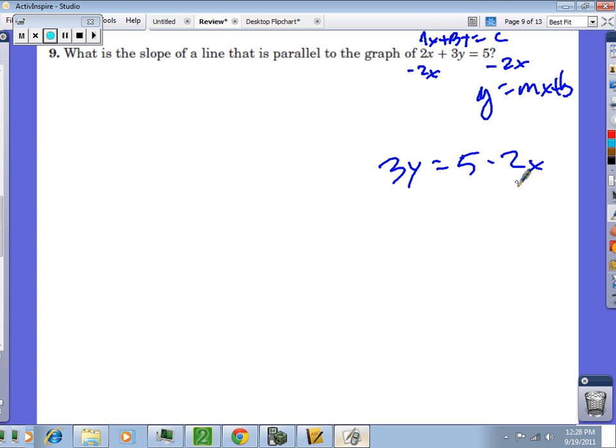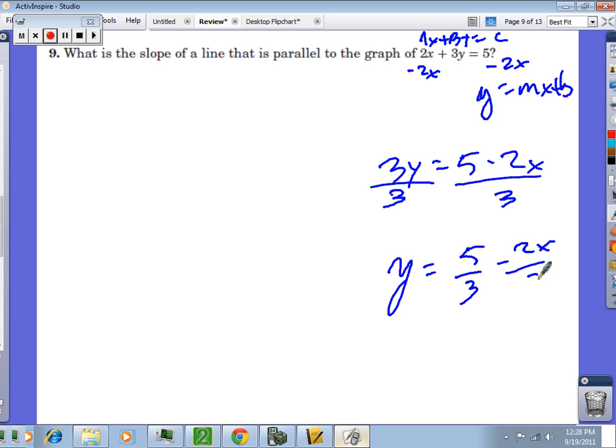Now how do you get rid of the 3? It's 3 times y, so the opposite is divide. Divide this by 3. So you're going to have y equals, you've got 2 terms on the right. You need to divide them both by 3. It's going to be 5 divided 3 minus 2x divided 3. So now, what's the slope of this guy right here? The slope is the number times x. So it is a negative 2/3.